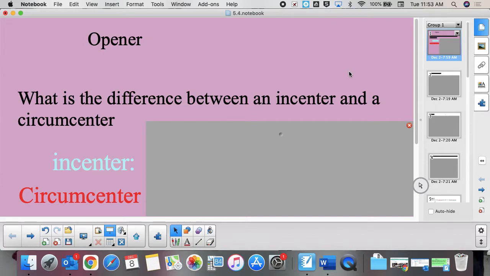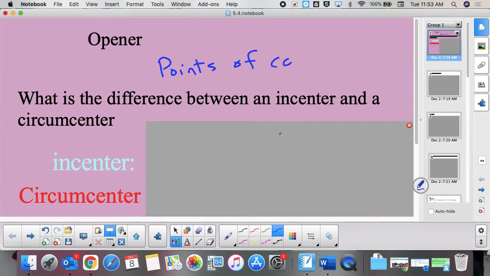In 5.2 and 5.3, we talked about two ideas, the incenter and the circumcenter. Both of these are points of concurrency. The question is, what are they points of concurrency for? One of them was the point of concurrency for an angle bisector. One of them was the point of concurrency for your perpendicular bisector. And that's the difference between them. You need to make sure we have them because we're going to learn two more today.